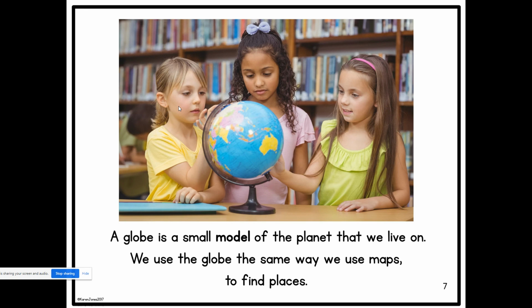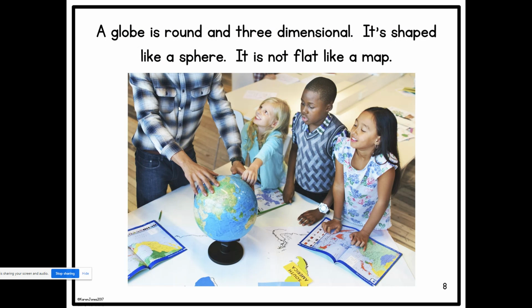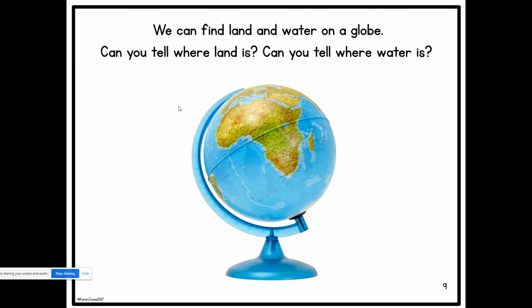We use the globe the same way we would use a map to help us find places on the Earth. A globe is round and three-dimensional. It's shaped like a sphere. It is not flat like a map. That's a big difference. Maps are flat pieces of paper, but the globe is round and solid, so we can move around it and see. We can find land and water on a globe. Can you tell where the land is and where the water is? Yes, because they're marked by different colors again, green and blue.